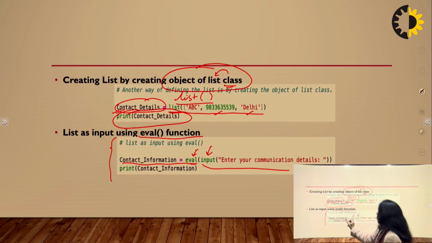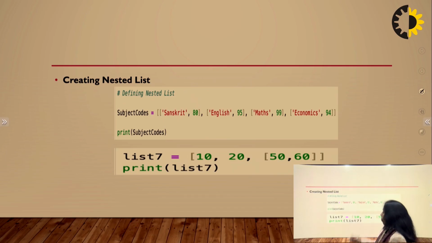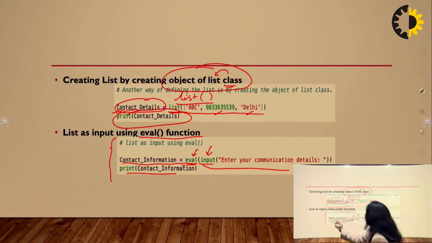contact_information, this is the name of the variable, and here the first function is eval. We have written input, "enter your communication details." It is asking the user to give the communication details that the user will certainly give while running. And to see this, we can just run and the user will get the information.